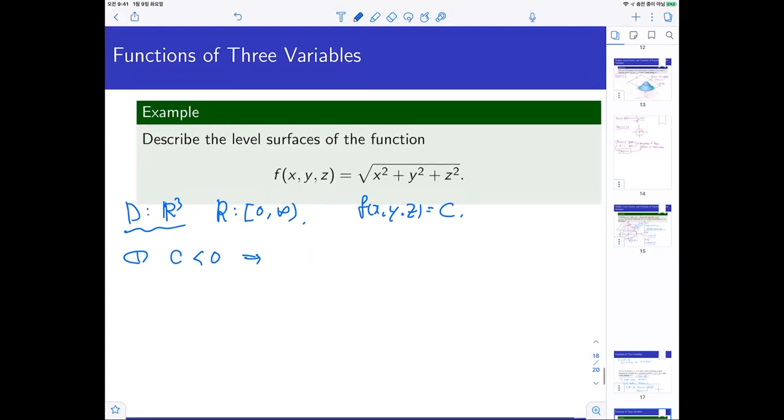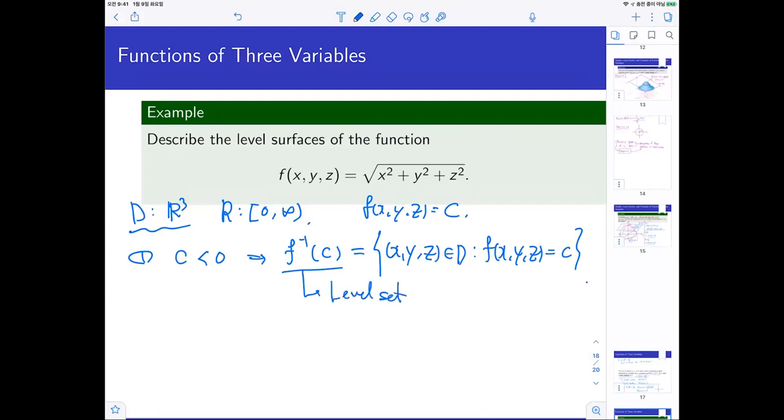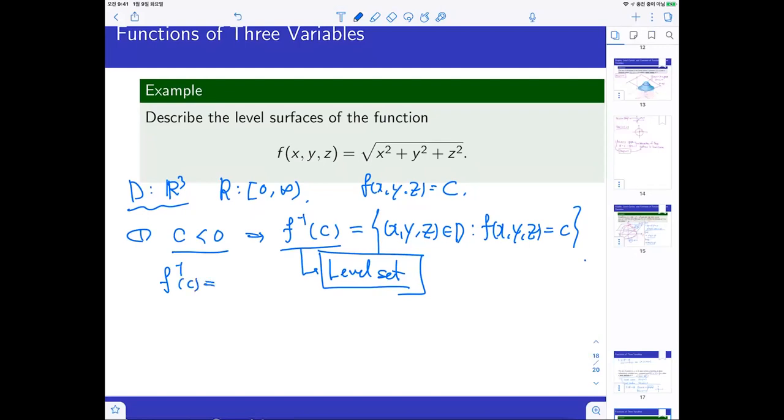Sometimes we call this level set, level surface or level curve by using the notation f inverse c. f inverse c is not actually an inverse function because we don't have a one-to-one correspondence, but the definition of f inverse c is the set of (x, y, z) in the domain which satisfies f(x, y, z) equals c. So this is the level set of f with value c. In this case, f inverse c is the empty set because there is no such (x, y, z). If c is zero, then f inverse c is the origin, (0, 0, 0).